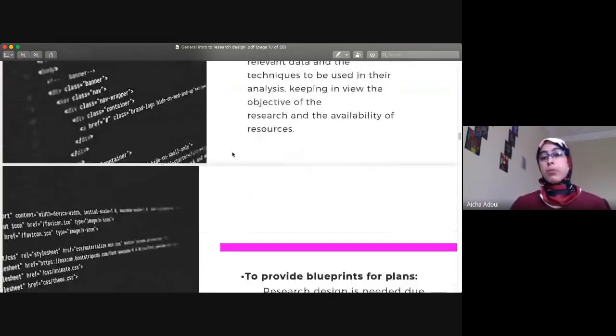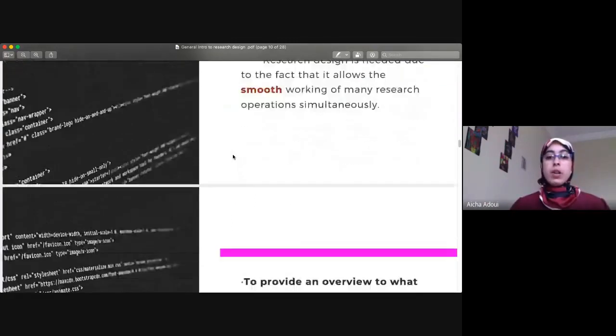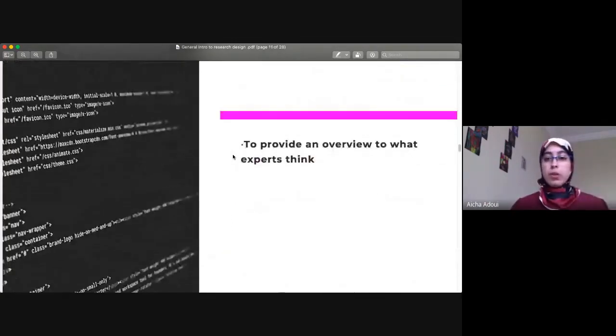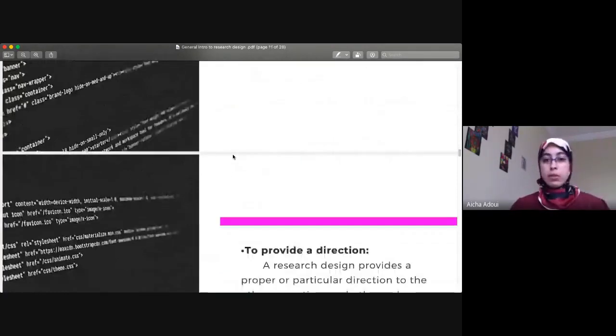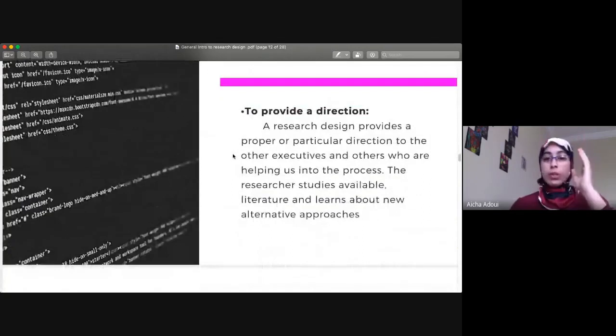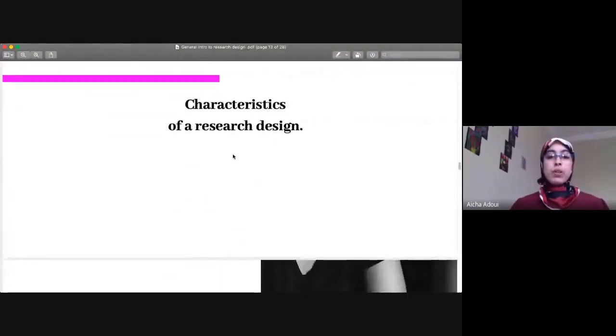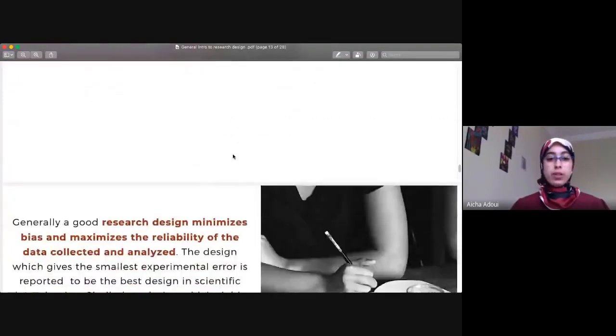Then again, a research plan or research design provides the blueprints that you need. Again, it provides the master plan. We go back to what Zuckman said. It also helps with knowing what the experts say. This is something that we do in the literature review as well. It provides a direction, a road, a mind map, a map to where you want to go, where you are and where you want to go, etc. Then again, what are the characteristics of a research design?